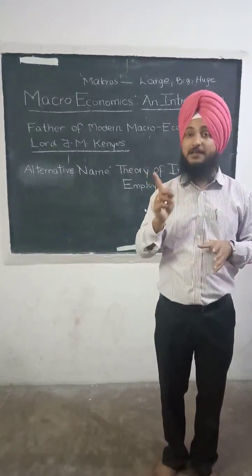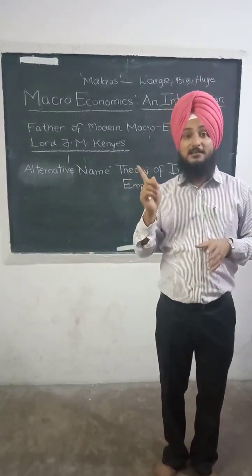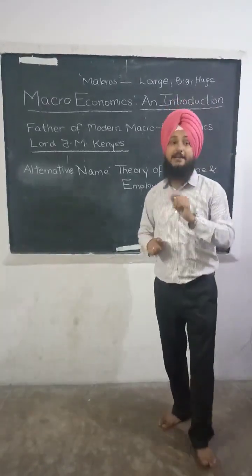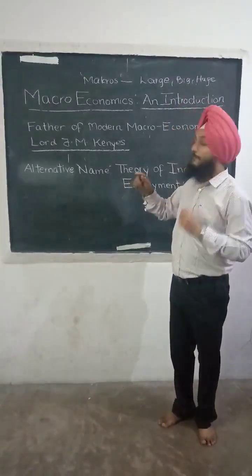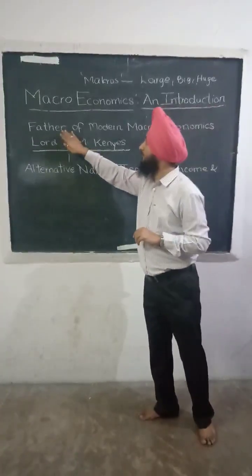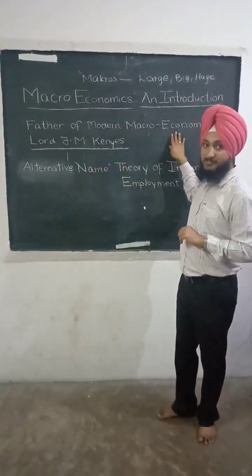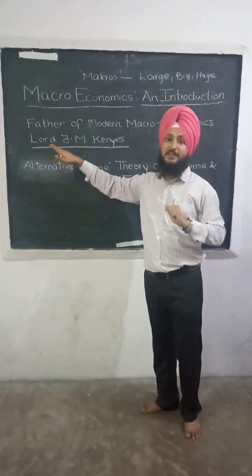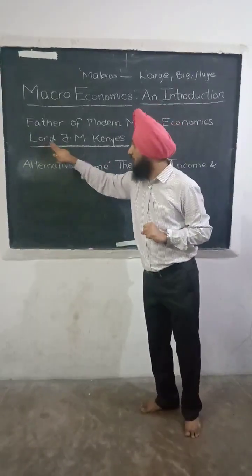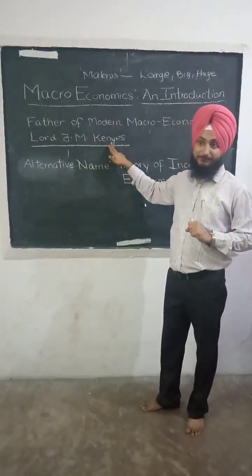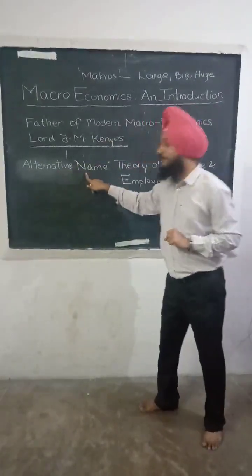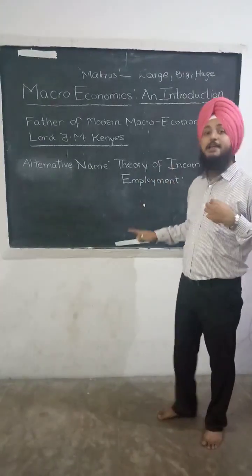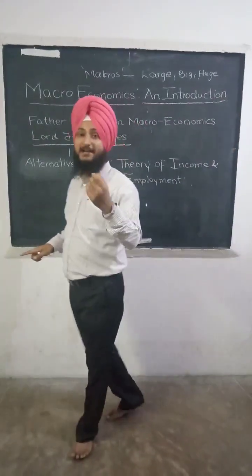In plus 1 class we had chapters on the theory of supply and the theory of demand, but here it will be aggregate demand. One more question can be: who is called the father of modern macroeconomics? You can see the answer, or pause the video wherever you feel the need. Lord J.M. Keynes. And what is the alternative name of macroeconomics? It is the theory of income and employment.